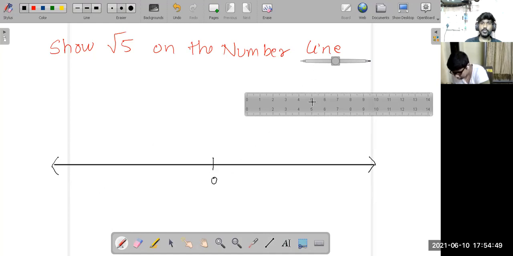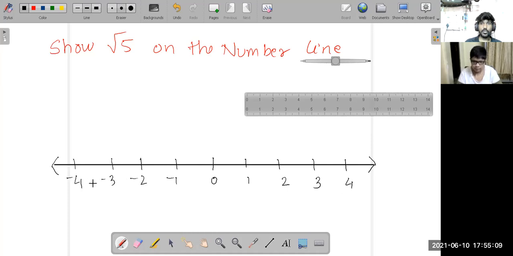And one thing, take a little bigger distance, okay? So here 1, 2, 3, 4. Same thing here, minus 1, minus 2, minus 3. By bigger distance, I mean between 0 and 1. Don't take 1 centimeter. Take 2 centimeters between 0 and 1. Do it, and once you're done, let me know with the number line.